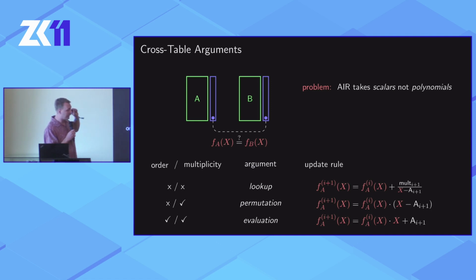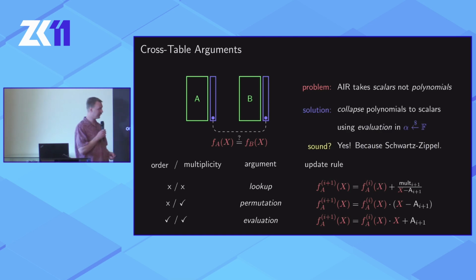So we want to use the equality of polynomials to authenticate the communication between these two tables. But the problem is that the AIR constraints, they don't take polynomials, they take scalars. It's just a circuit. And so what we do is we collapse these polynomials using evaluation in a random point supplied by the verifier. And that is sound because of the Schwartz-Zippel lemma.